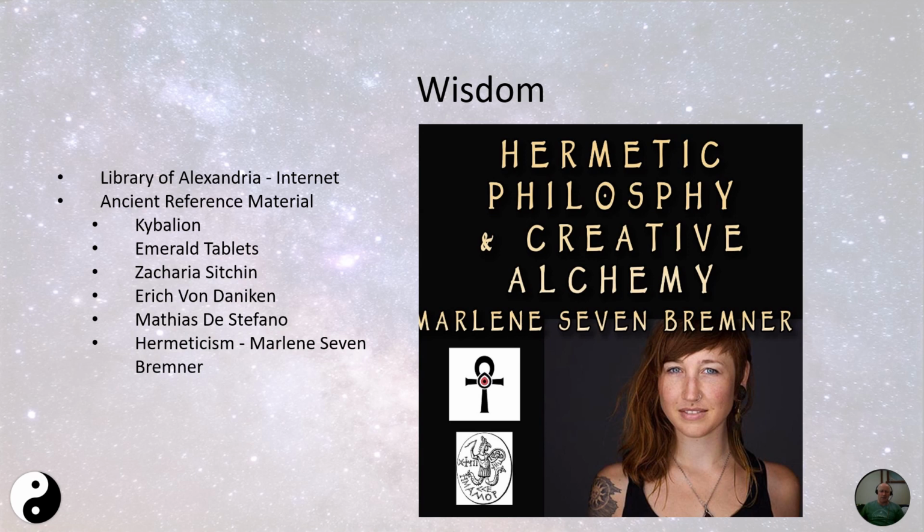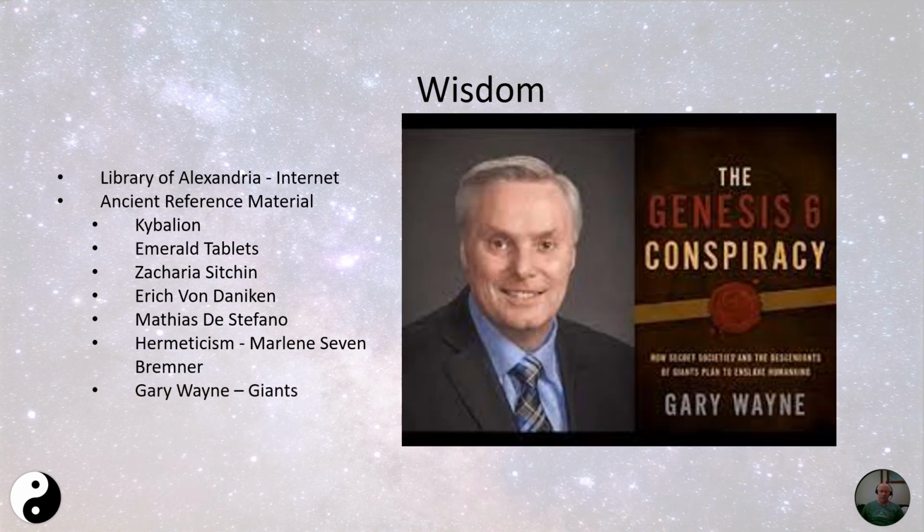Marlene Seven Bremner has done a lot of work with Hermeticism and alchemy. For her age, she's only reasonably young, probably compared to me, and she has a wealth of knowledge. Again, you can find her on YouTube and on Gaia. Fascinating person. Gary Wayne: we talked about giants in the first section here. Gary Wayne has written a book called The Genesis 6 Conspiracy. He talks all about the giants and all of the tribes of the giants and how they were all connected, and the post-Diluvian giants that were still around after the flood. He's done so much good work. It's amazing.